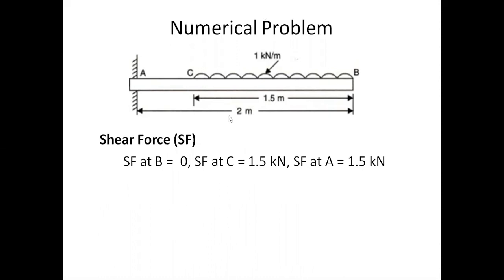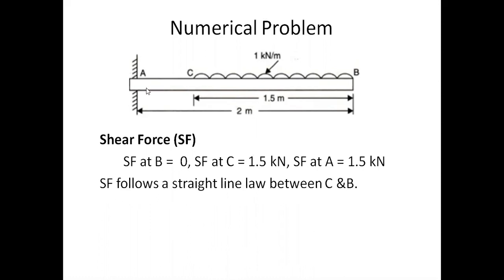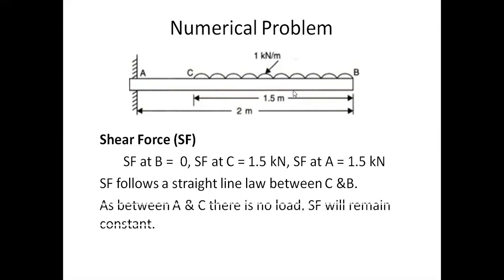Therefore, it is clear that the shear force at B is 0, the shear force at C is 1.5, and the shear force at A is equal to 1.5 kN. Clearly, we know that the shear force follows a straight line law between C and B, because it depends on the distance from the free end to a section. That's why it's a straight line law.